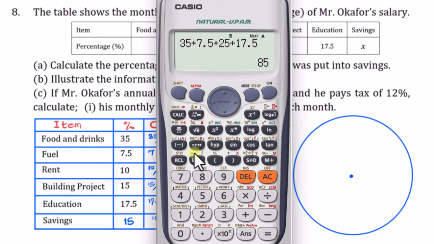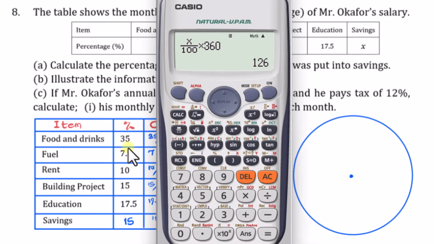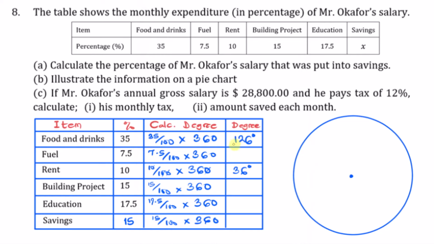So it is each of these that we need to put into our calculators, which I'm going to do now. Okay, for me, since I'm using this, I can say x divided by 100, then I want to be multiplying it by 360. Initially, when x is 35, what's that going to give me? 126. So this for food and drinks is 126 degrees. Okay, and then for fuel, x is 7.5, that will be 27. So this is 27 degrees.